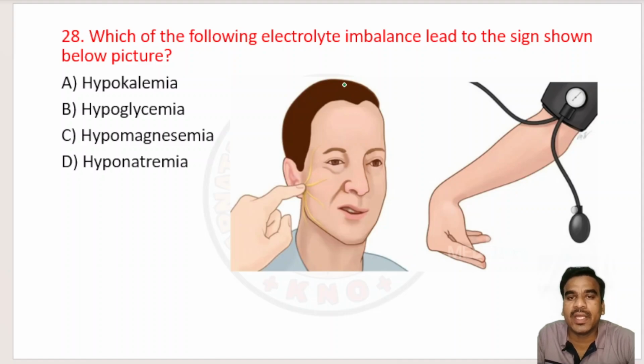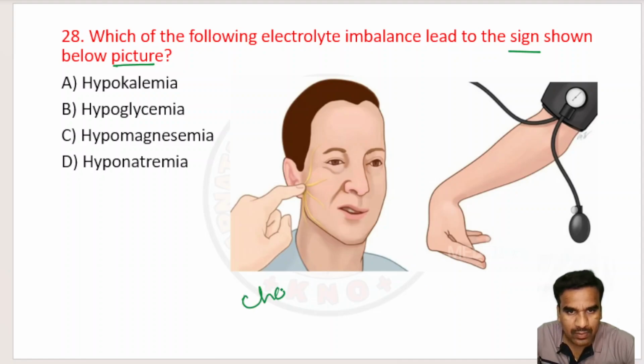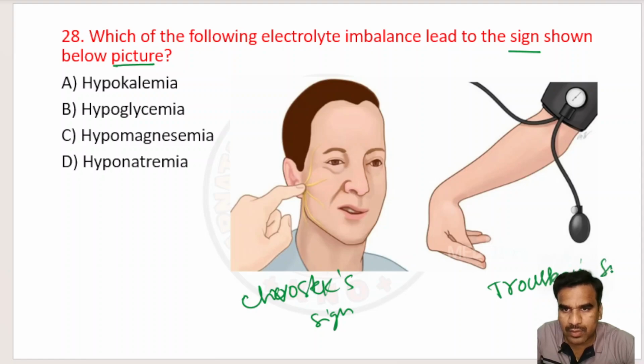Which of the following electrolyte imbalances leads to the sign shown in the picture? Everyone knows this Chvostek sign and Trousseau sign. This is the Chvostek sign. This is the Trousseau sign. I will tell you.